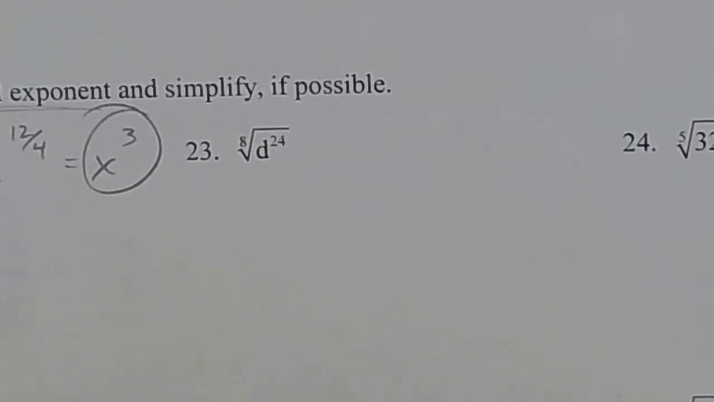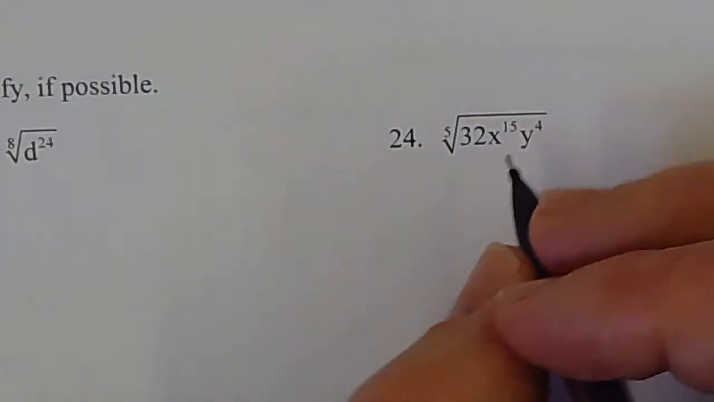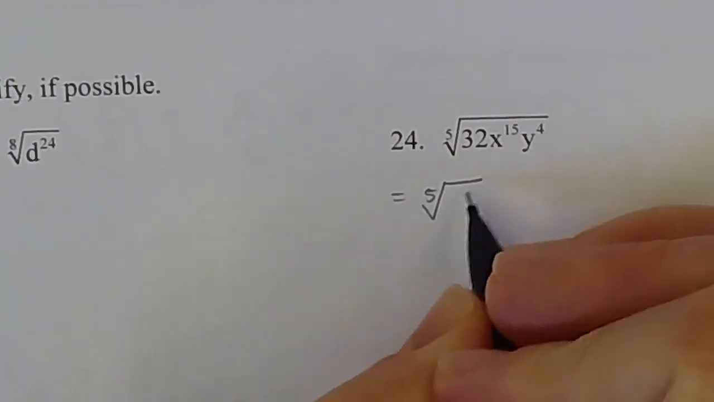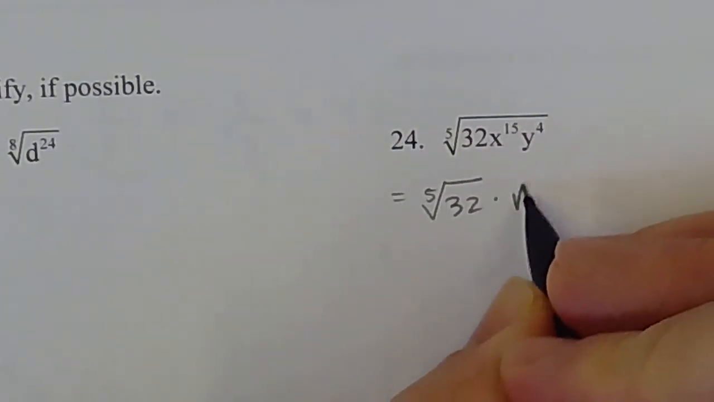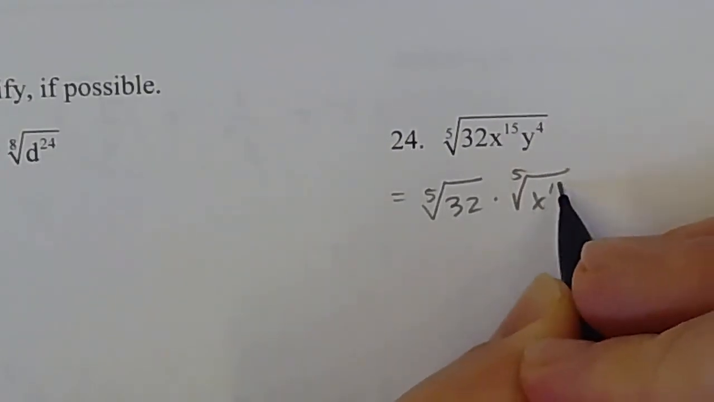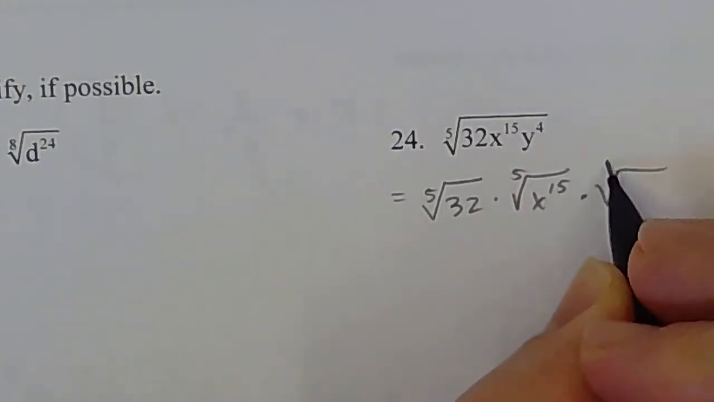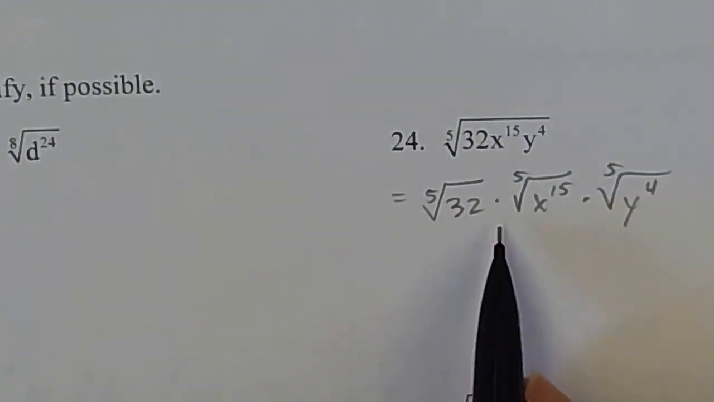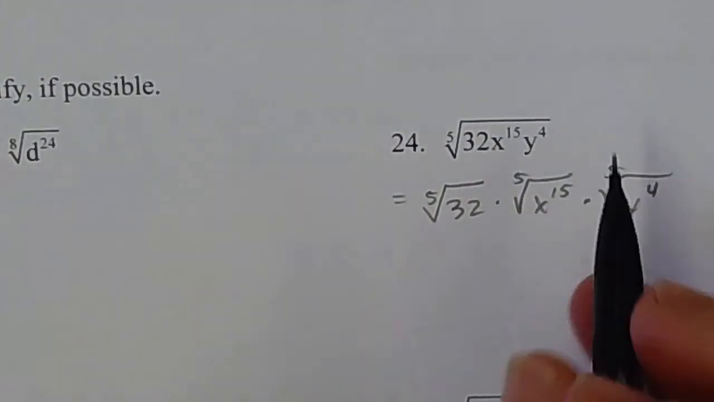24, we're doing the same thing, we're just doing it 3 times. To make that clear, if you want to add this step, it means we're going to do the 5th root of 32, the 5th root of x to the 15th, and the 5th root of y to the 4th. Once you get used to it, you don't necessarily need this step. But now I'm doing 3 of those problems.